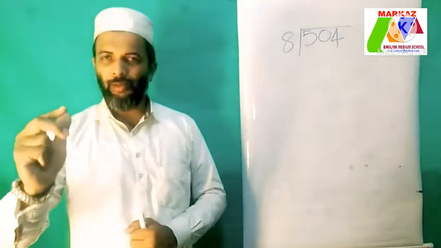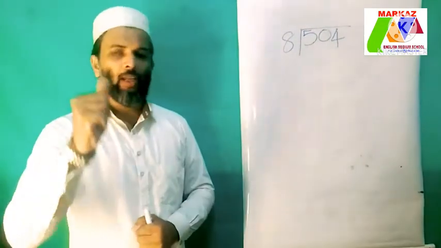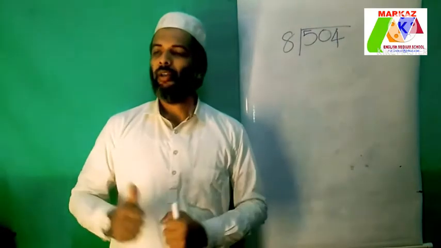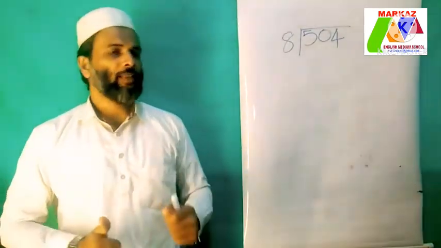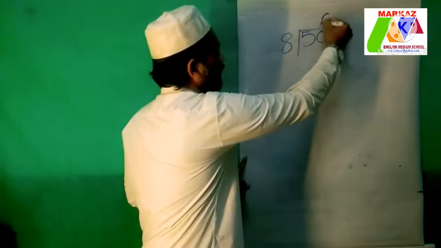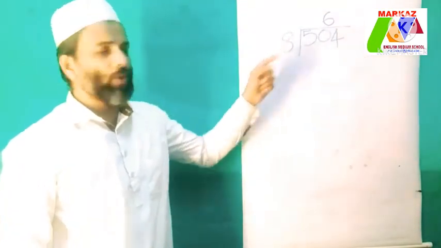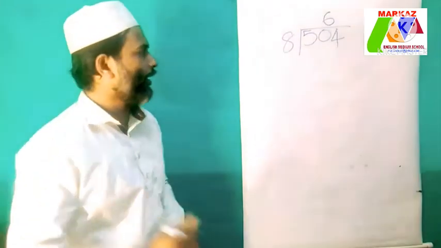8, 16, 24, 32, 40, 48. Next is 56. So, take the number before, that is 48. 6 8s are 48. Write 6 as a quotient. Then multiply 6 into 8. 6 into 8, 48.